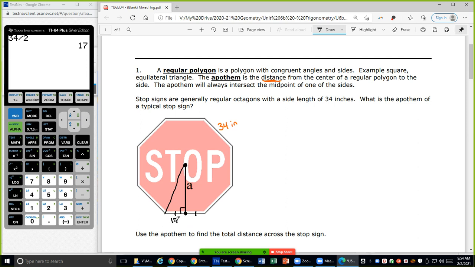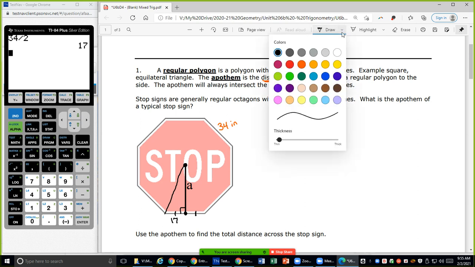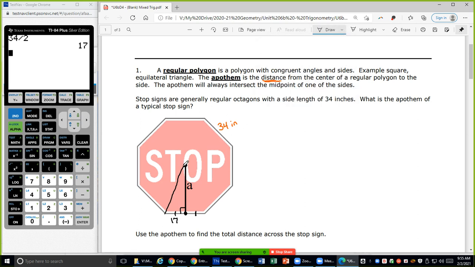Okay, so now I know one side. I'm looking for this apothem, so I need to find an angle. I either need to find this acute angle or the one up here at the top. So look how I'm going to do this. I'm going to think about if I were to draw in all the apothems here and here and here and here.